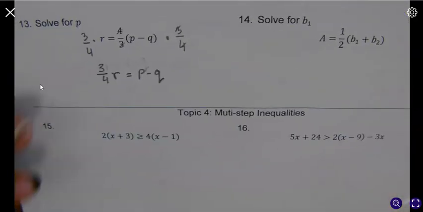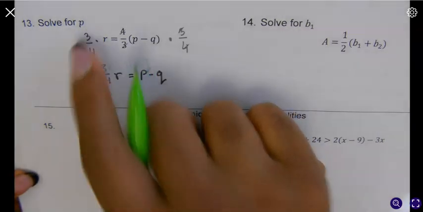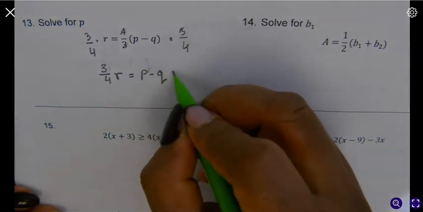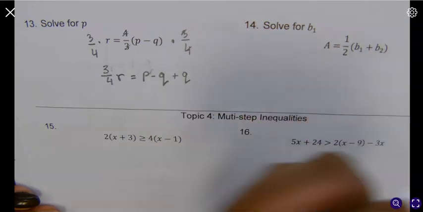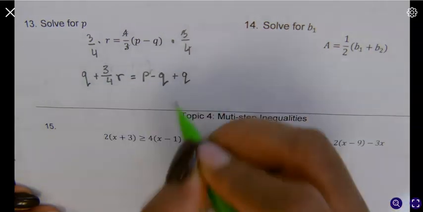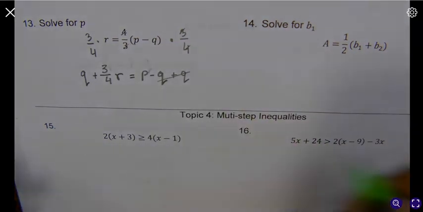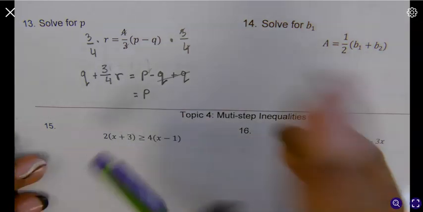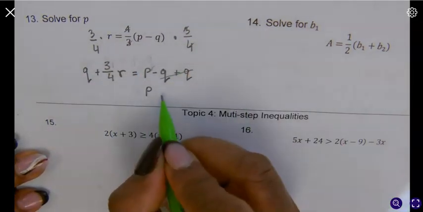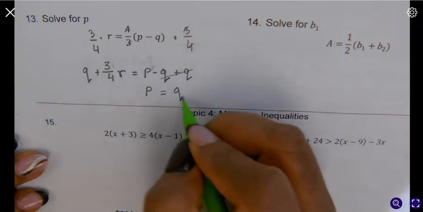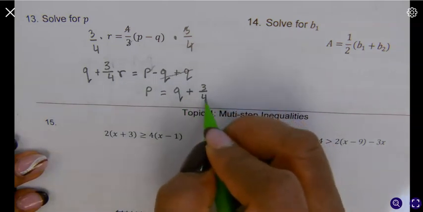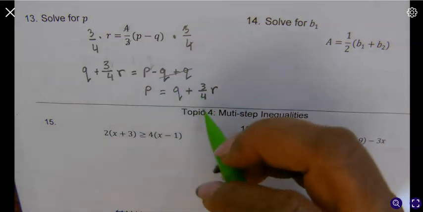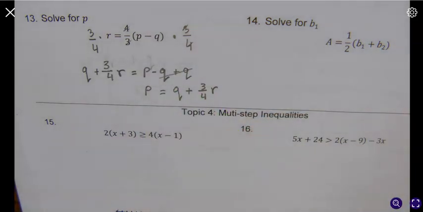Okay, I'm not done yet. I still have to solve for P here. To solve for P, I need to remove this. Again, if I want to remove it, I have to add the inverse on both sides. If I do plus Q on both sides, then that allows me to get that out, which is 0, and then 0 plus P is just P by itself. And then I have all of that. Let me write it on the other side here. So that's Q plus 3 over 4R. Or you could say P equals 3 over 4R plus Q. Both are the same thing.